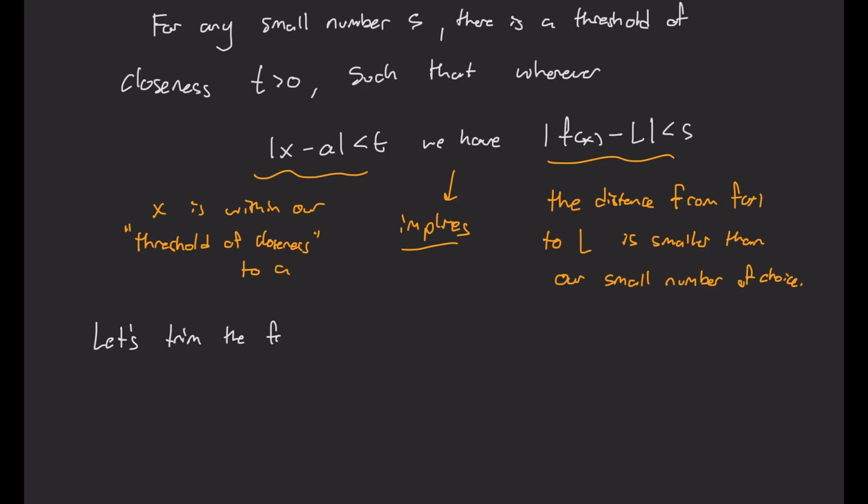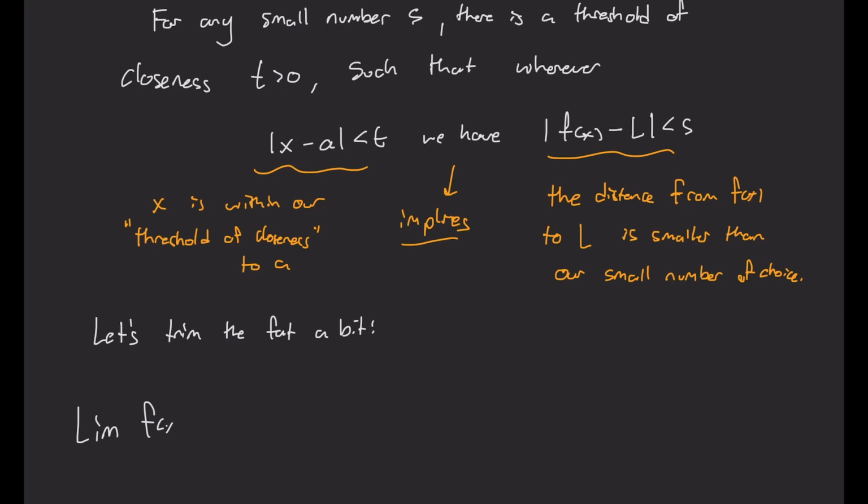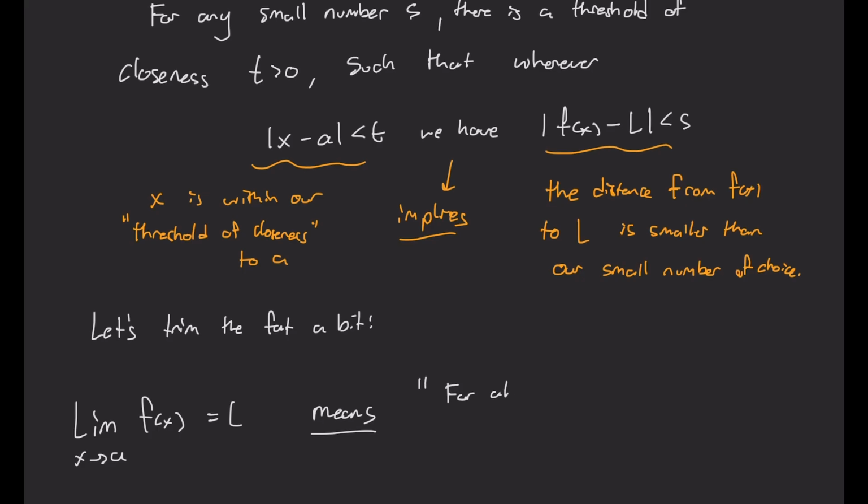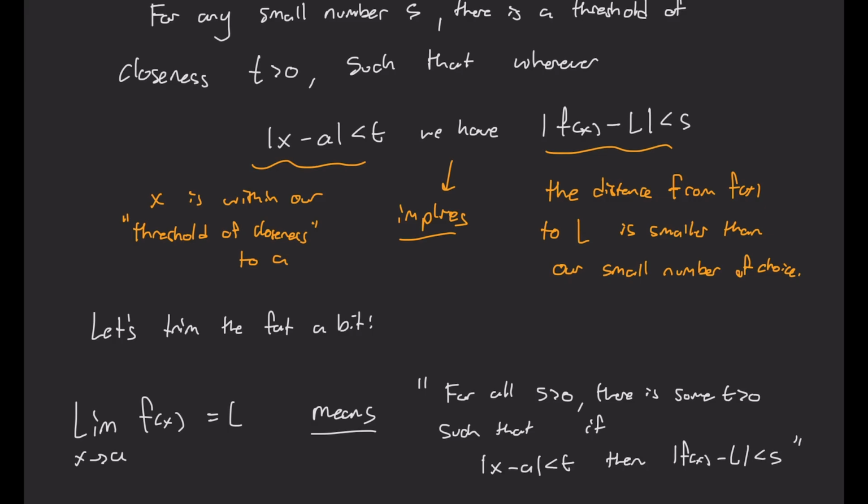So let's trim the fat off this a little bit, streamline it. So the limit as x goes to a of f of x equals L means, so far, that for all s greater than 0, there is some t greater than 0, such that if the absolute value of x minus a is less than t, then the absolute value of f of x minus L is less than s. So s being our small number, and t being our threshold of closeness.